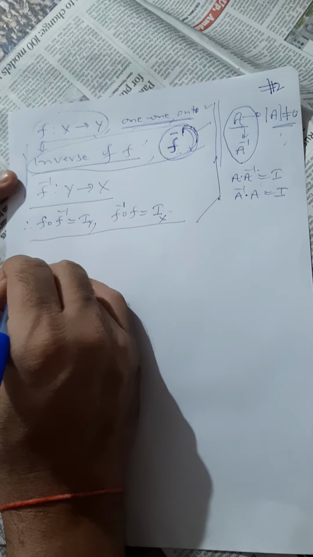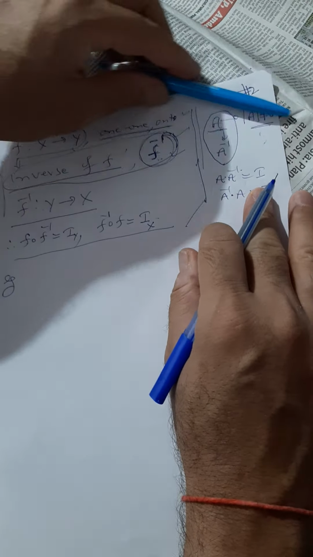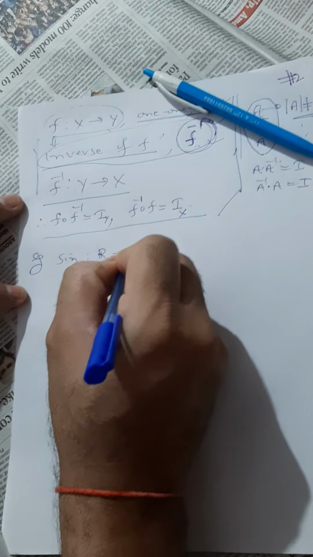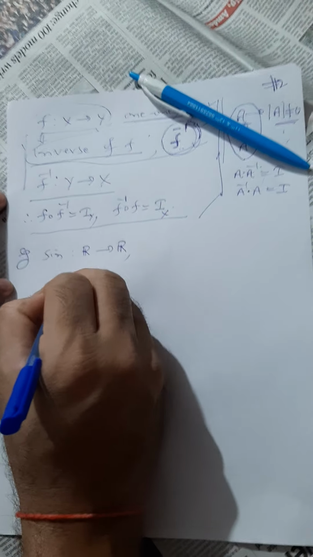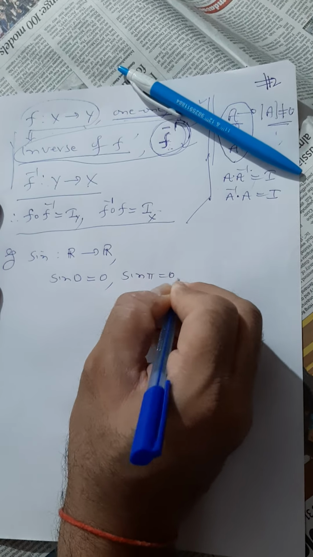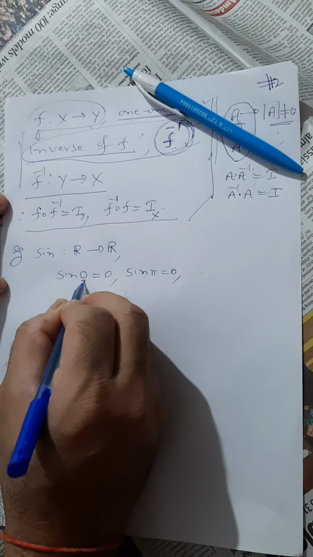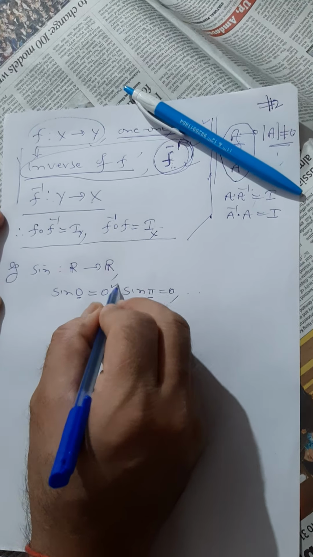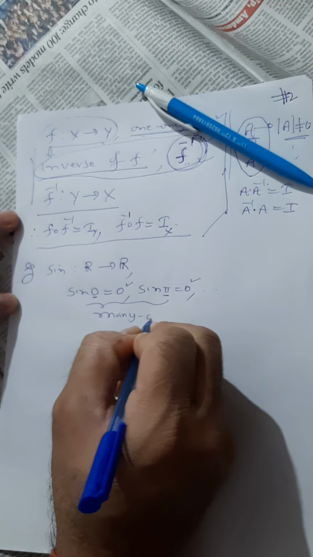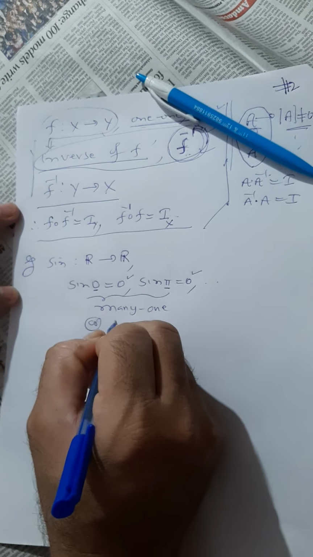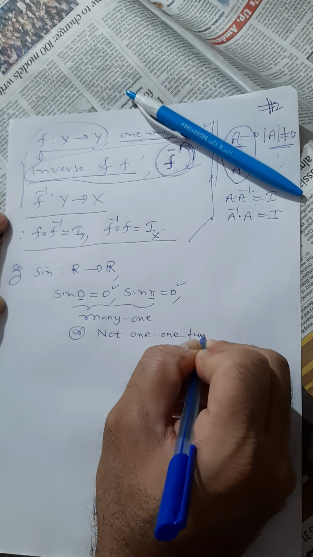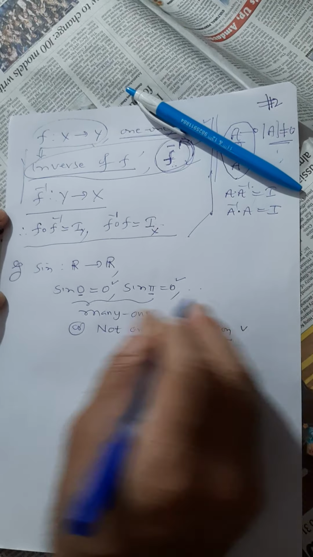You recall, if I take a function, for example, I'll write the sine function. It's a function from R to R, basically real numbers to real numbers. You know what is sine 0? It is 0. You know what is sine pi, which is also 0, and so on. What's the meaning of this? At 0 and at pi, the value of the sine function is the same, which is 0. So you can say that this is many-one, or not a 1-1 function. So you cannot find the inverse.